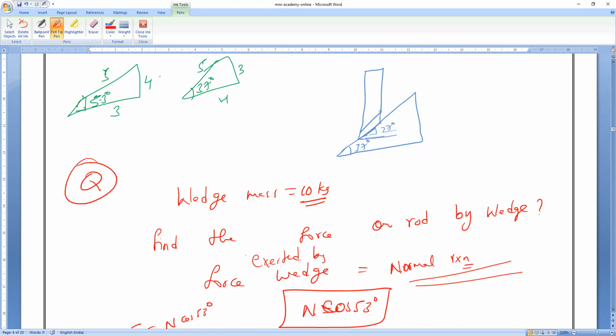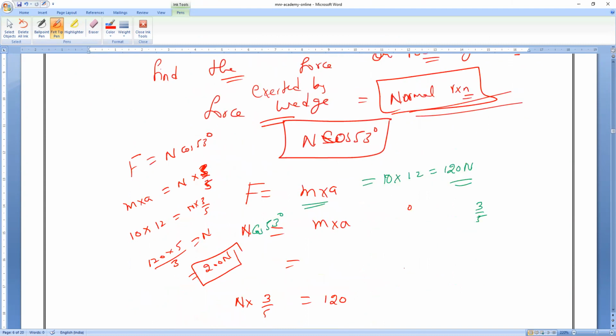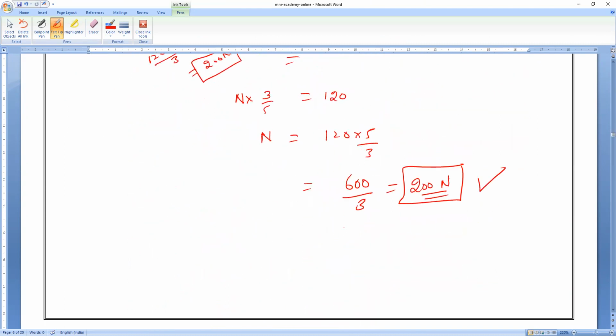Next question you can continue. Find the force exerted on the rod by the wedge. So what is that? The force exerted by the wedge is equal to the normal reaction. That's all. You can equate it, you will get the answer. Clear, everybody? So this is what constraint motion is about.